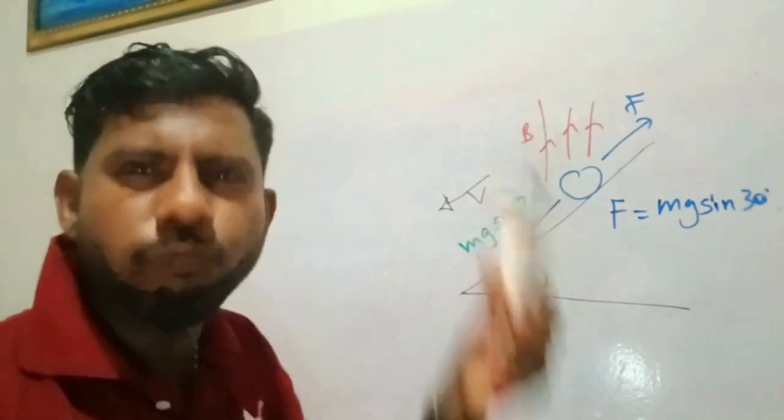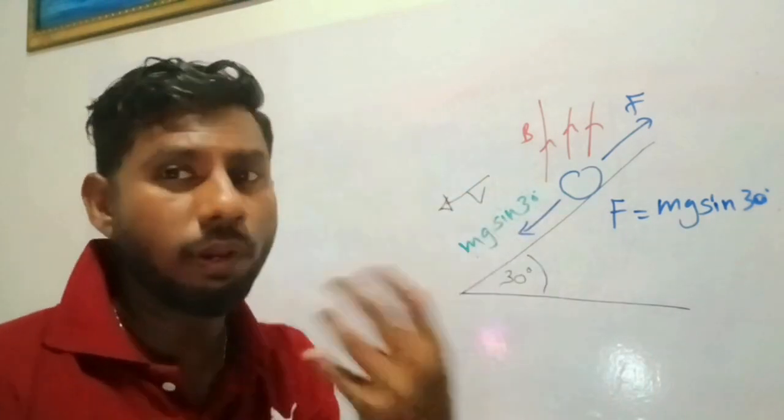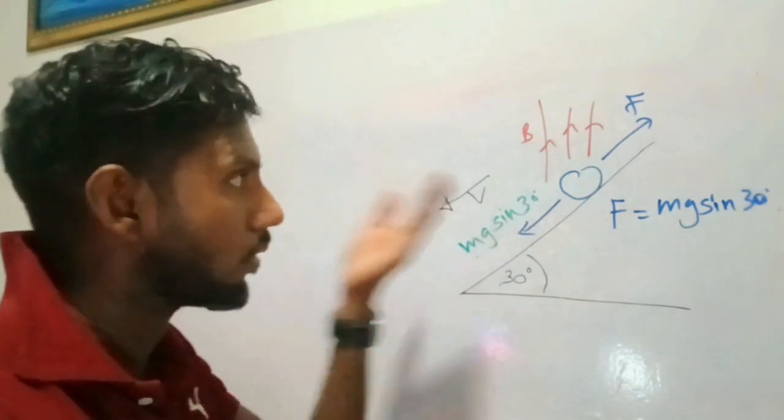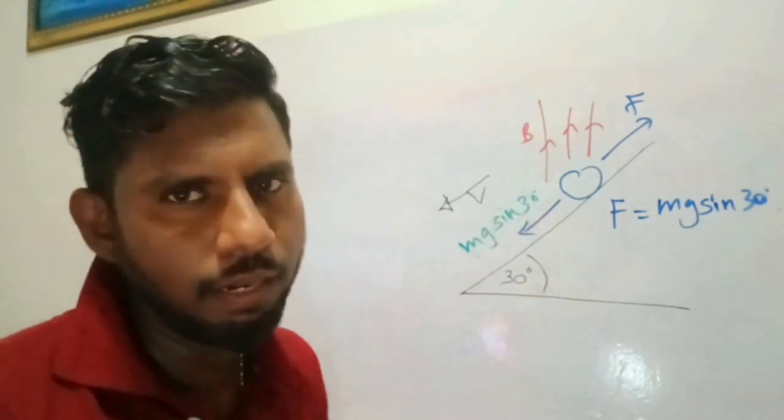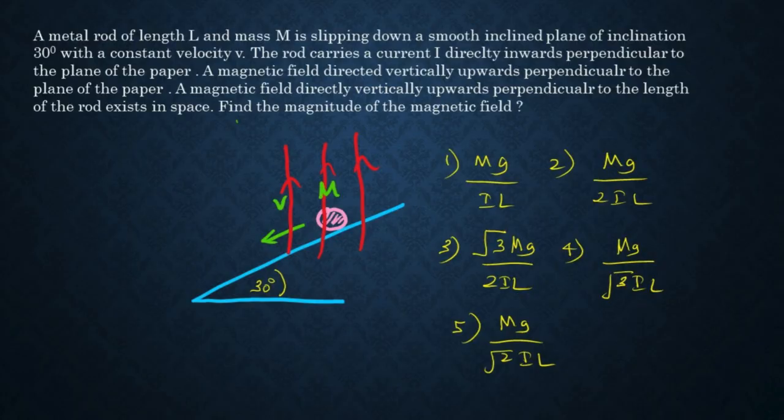This upward force F is exerted by the magnetic field we have here. So what's the equation for magnetic force for a rod? It's BIL. Yes, you have to take the angle as well. So B, that's the question, that's what they're asking. Find the magnitude of the magnetic field.